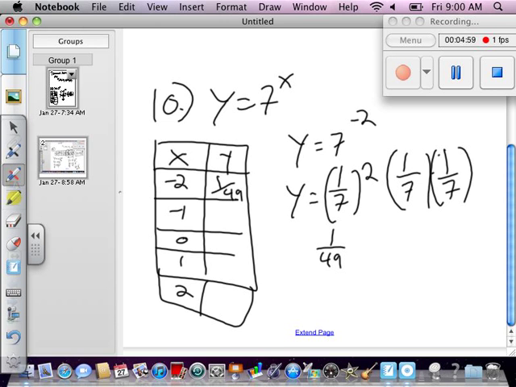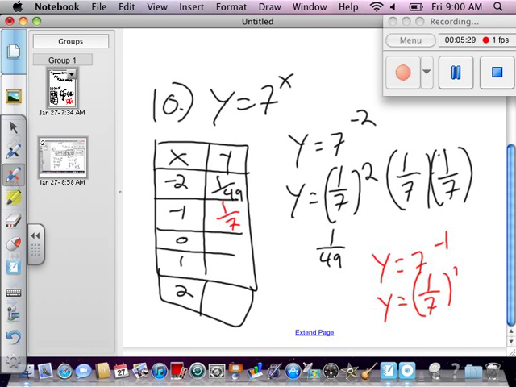Let's look at taking it to the negative 1 power. So let's say this all together. When we have a negative exponent, we? One more time. If we have a negative exponent, we? Flip it. That's what I'm looking for. y equals 1/7 to the first power. Anything to the first power is? Itself. Right? So we get 1/7.